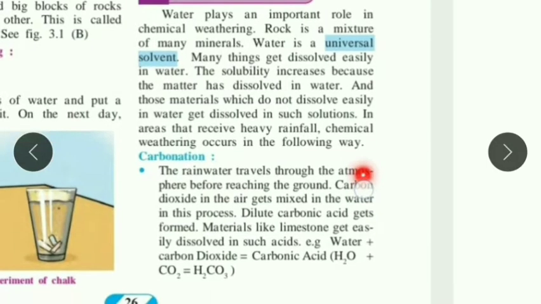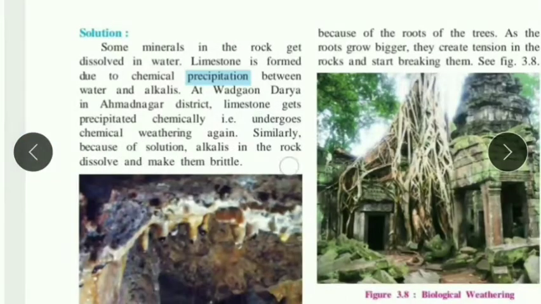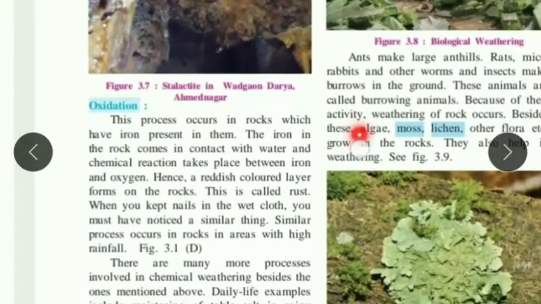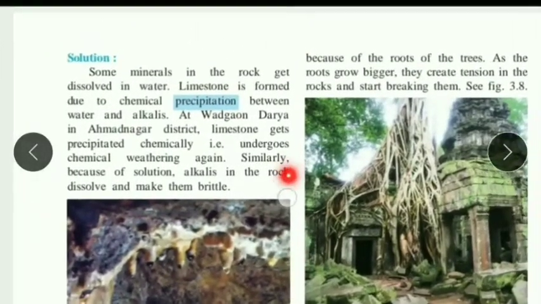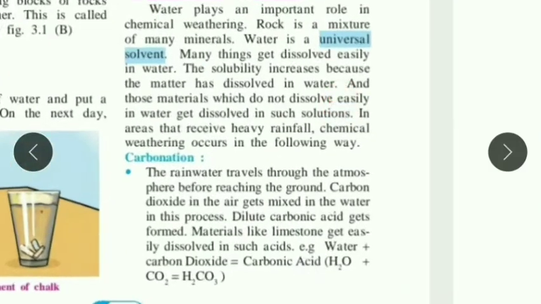So now let's see. There are three types of chemical weathering. One is carbonation, next is solution, you can see here, and the third one is oxidation. All these three types of chemical weathering we are going to see step by step. So let's see what carbonation is.